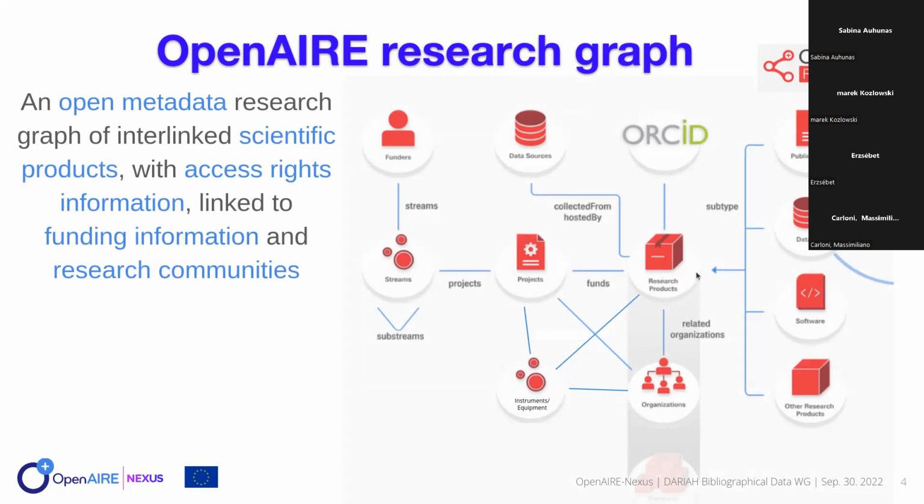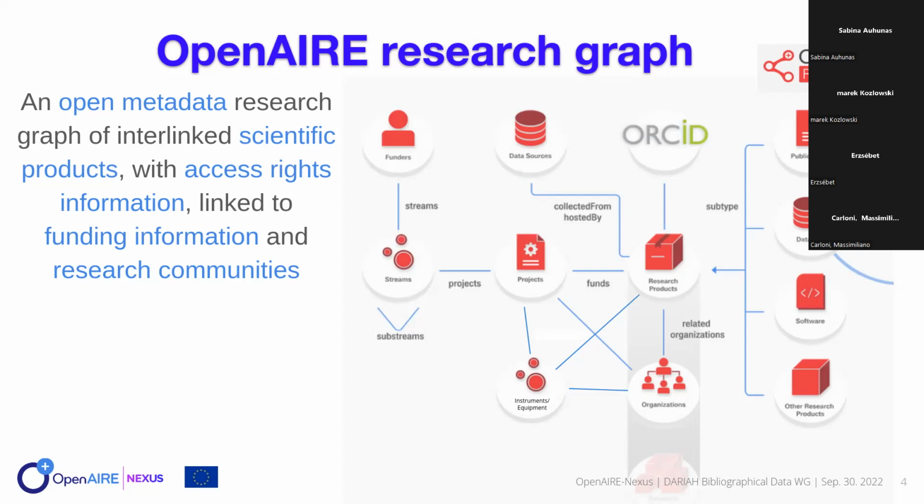This research product is linked to personal identifiers like ORCIDs. It is linked to organizations, which are also deduplicated in OpenAIRE. This is linked to projects. The research products have the provenance information from which data source they come from. And from the projects, you can also see the funding streams and the funders behind.